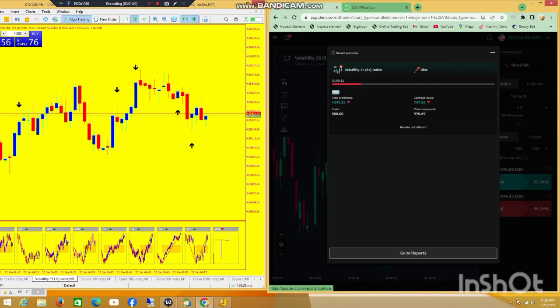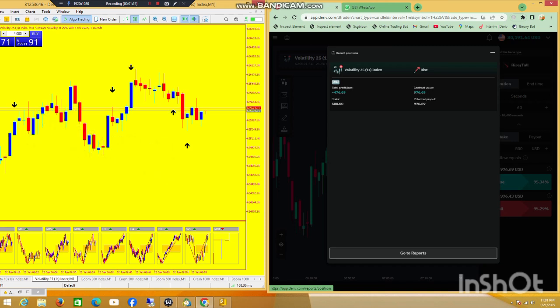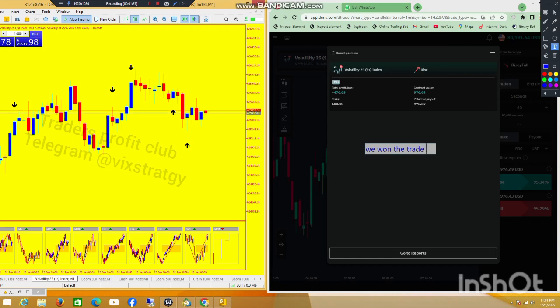Only a few seconds left to close our trade, and the trade is already in our favor and we are in profit. Here's the power of this system. You just need to get this, and here you guys can see the trade is closed in profit. Wow, so happy to have this profit. Now let's move and wait for some more trades, and then we will take them. And here you guys can see we won this trade.